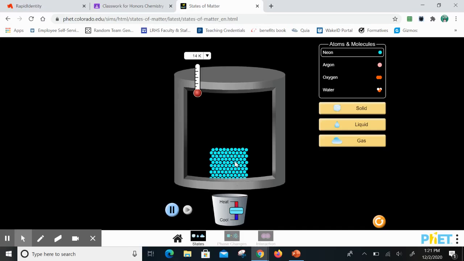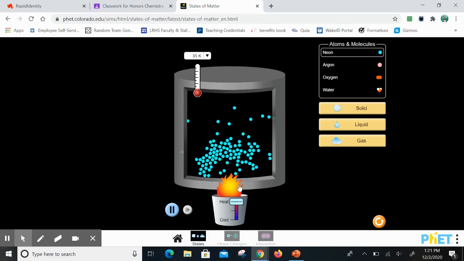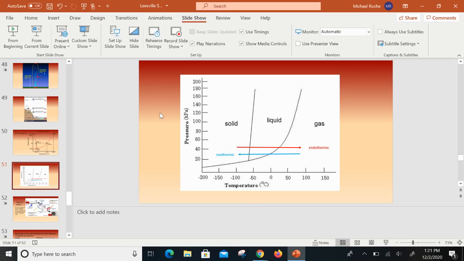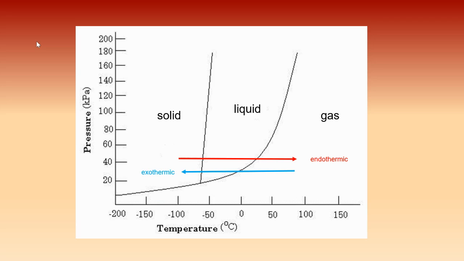So using the states of matter diagram, if we want to go from a solid to a liquid, we need to give energy to the particles. And if we want to go from a liquid to a gas, we need to give energy to the particles. So those things are endothermic, right? So endothermic that way. It's exothermic to go backwards. Turning a gas into a liquid, we have to pull energy out.